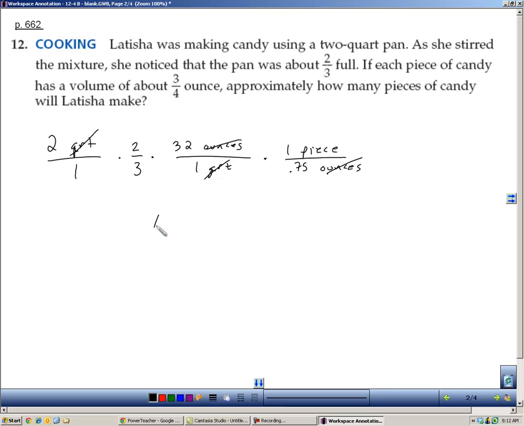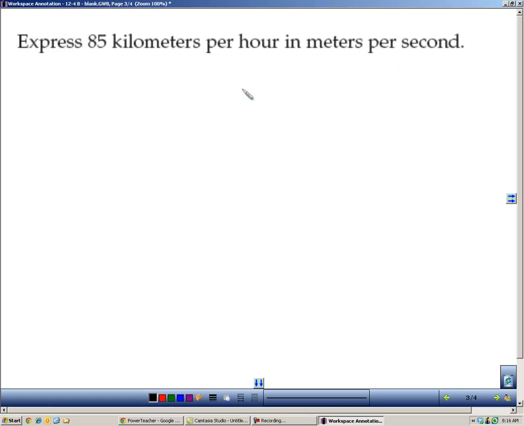So all the numbers on top become 128. 3 times 0.75 is 2.25. And when you divide, you get about 57. And that'll be 57 pieces of candy.